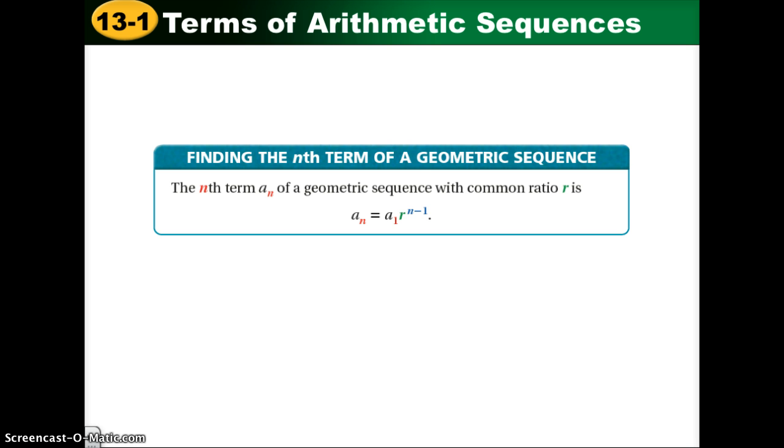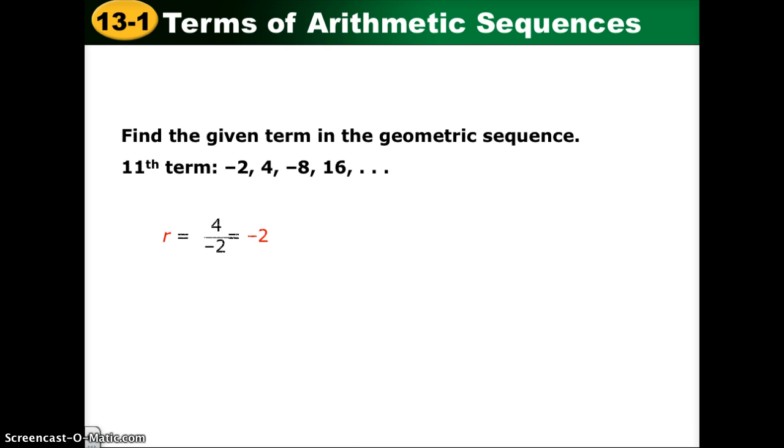We have a formula for geometric as well. The nth term, or a sub n, of a geometric sequence with a common ratio r is a sub n equals a1 times r to the n minus 1. We want to find the 11th term.